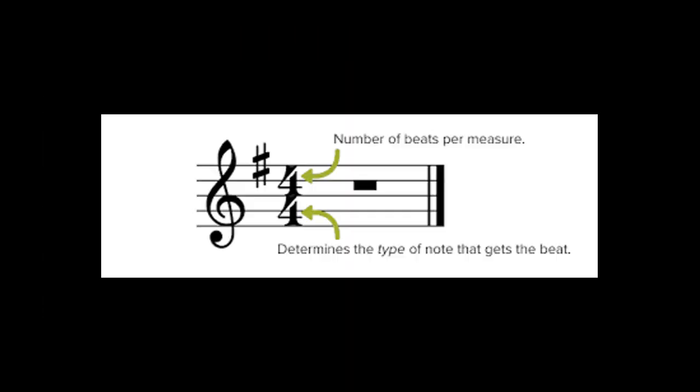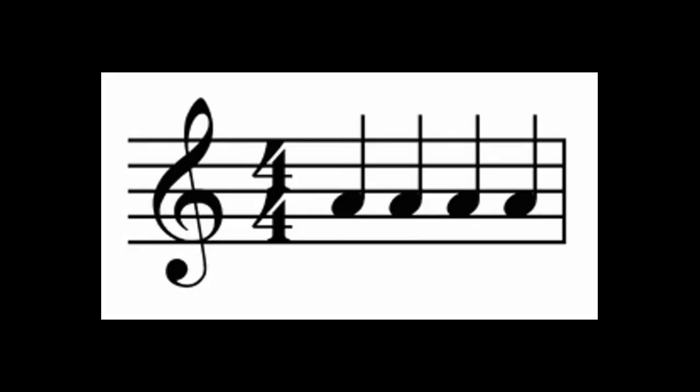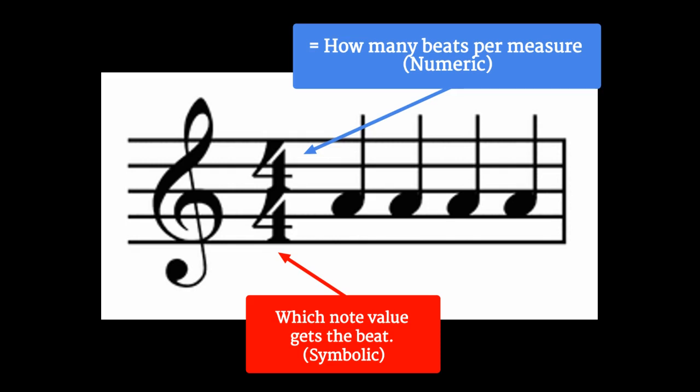The top number tells you how many beats are in a measure, in this case, 4. The bottom number tells you what kind of note value gets the beat, in this case, a quarter note, which is represented by the number 4. That means in every measure, the time is organized or filled with a space of 4 quarter notes, or their rhythmic equivalent.